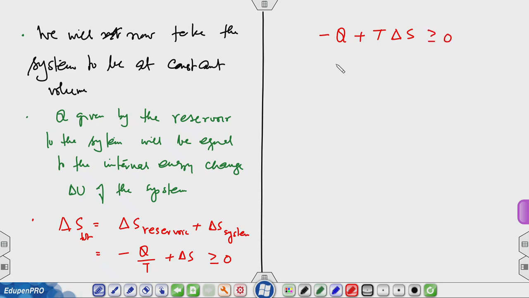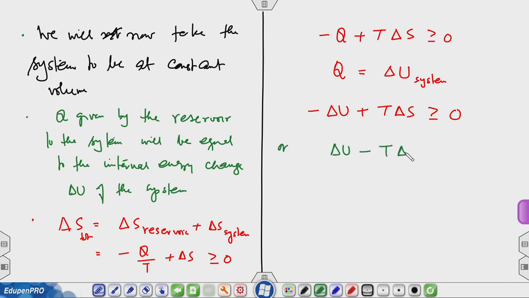Now, Q is equal to delta U system. And therefore, I can write this again, dropping the term system: delta U plus T delta S is greater than or equal to 0, or delta U minus T delta S is less than or equal to 0.